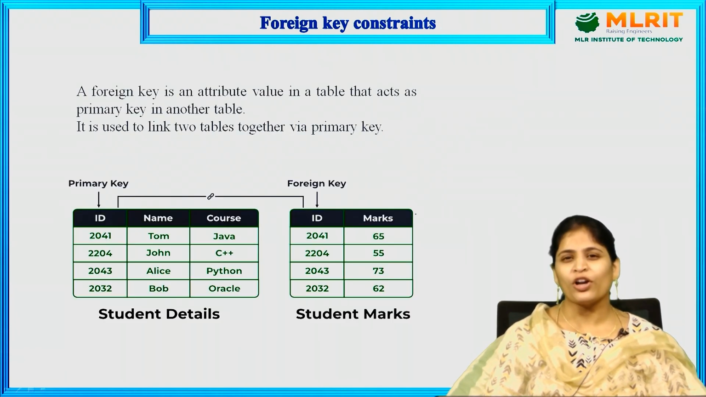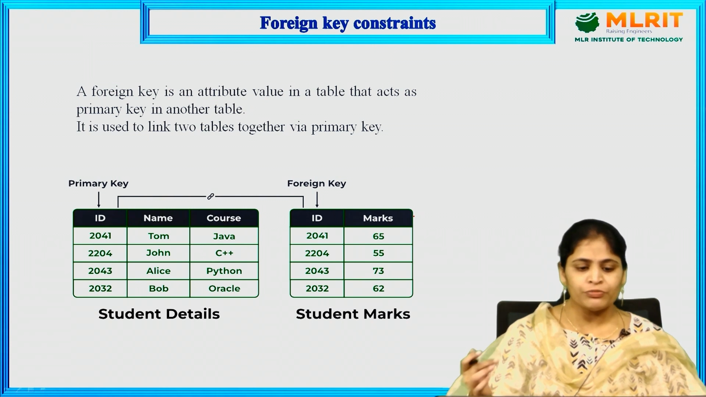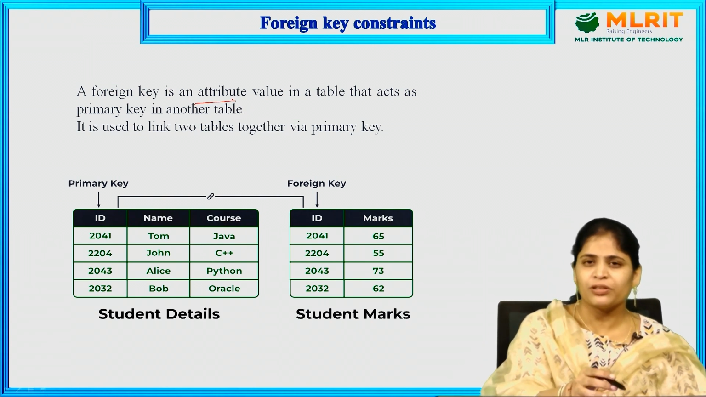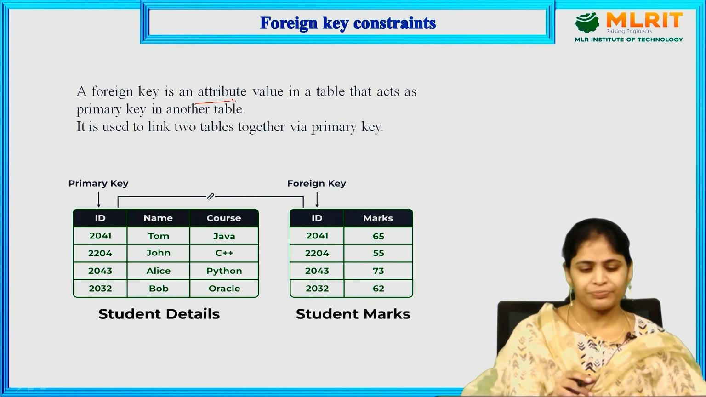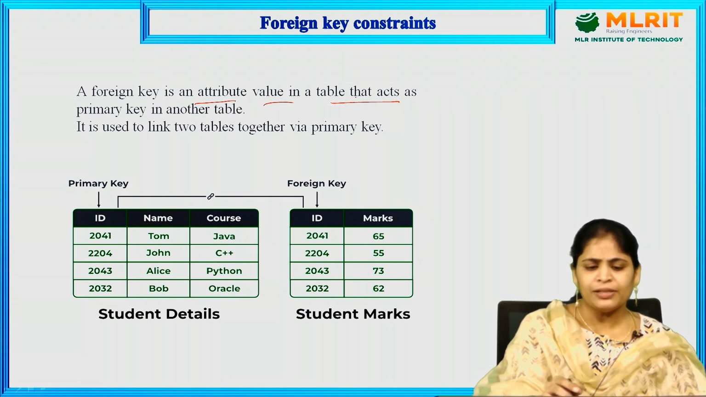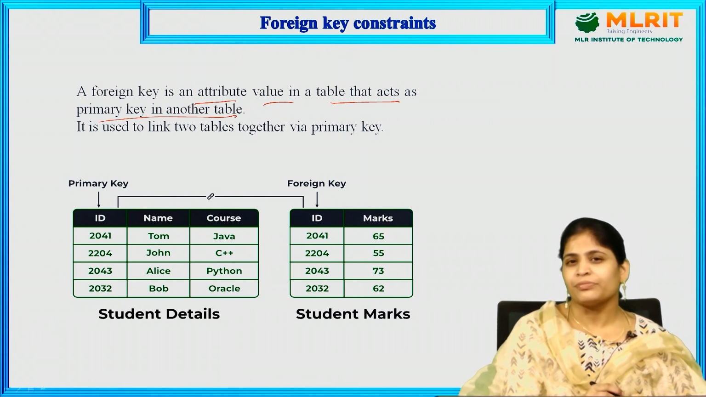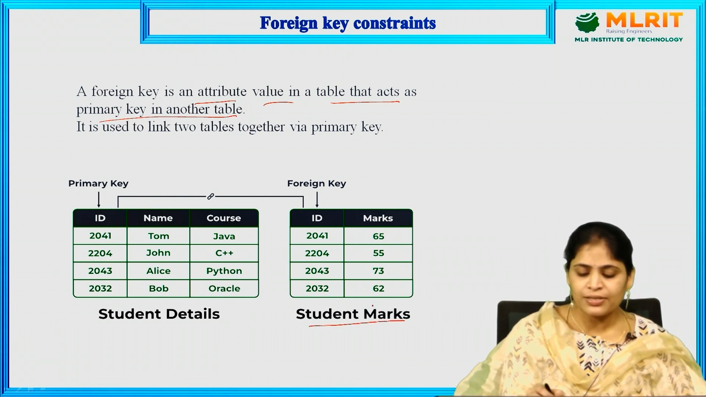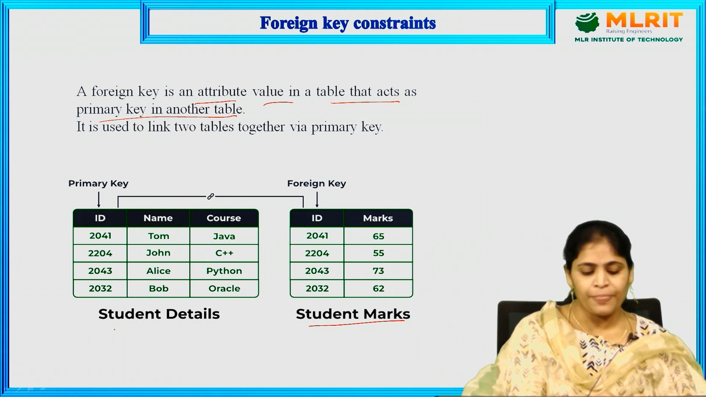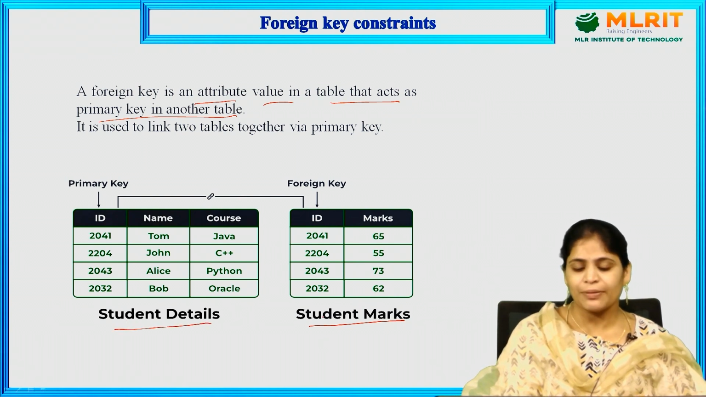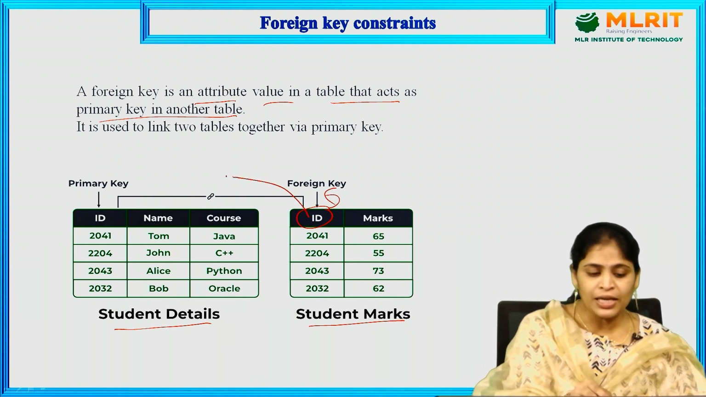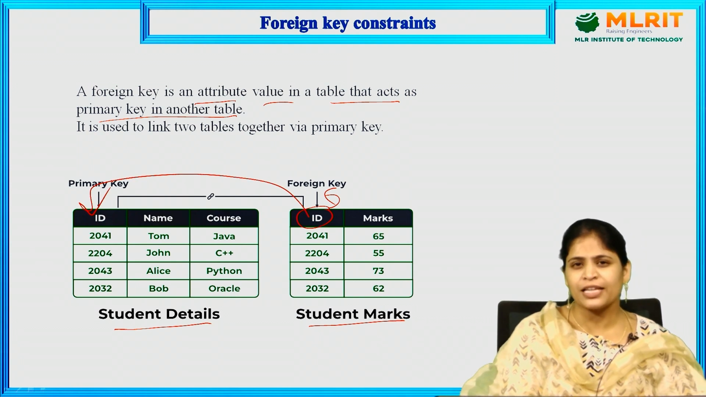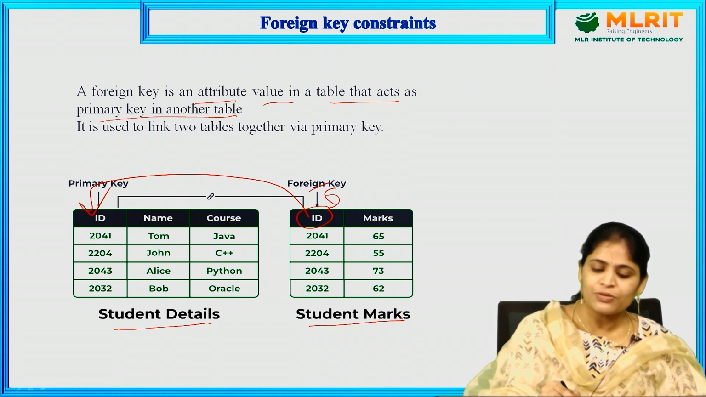Next, what is a foreign key? As I said before, a foreign key is nothing but an attribute, a column name or a field value in a table that acts as a primary key in another table. Here we have 2 different tables, the student marks table and the student details table. Here ID is considered a foreign key. This ID, which acts as a primary key in the student details table, is called a foreign key here.